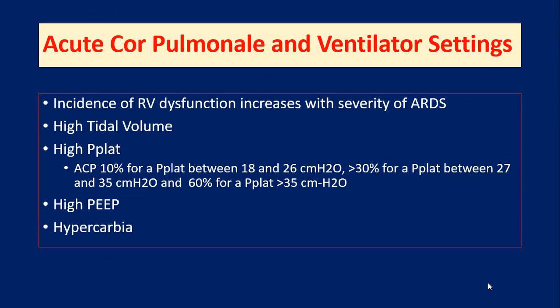So the incidence of RV dysfunction increases with the severity of ARDS in the presence of high tidal volume and high plateau pressure. Acute cor pulmonale incidence is 10% for a plateau pressure between 18 and 26, more than 30% for a plateau pressure between 27 and 35 centimeter of water, and more than 60% for a plateau pressure more than 35 centimeter of water. So just imagine how prone our patients are to develop acute cor pulmonale.